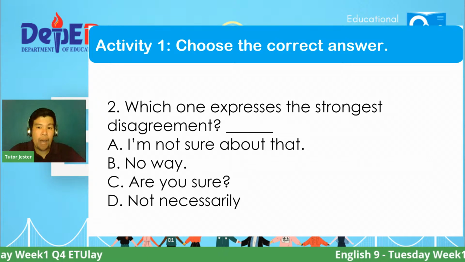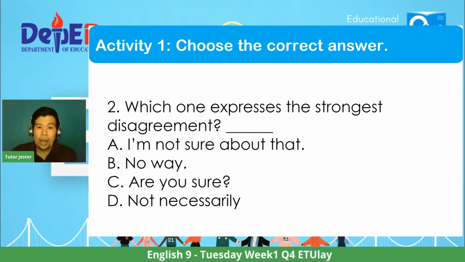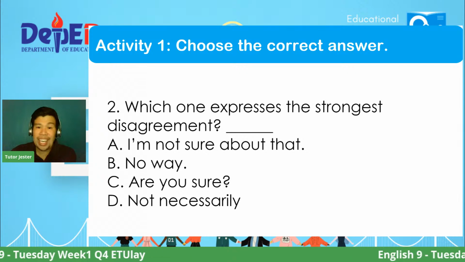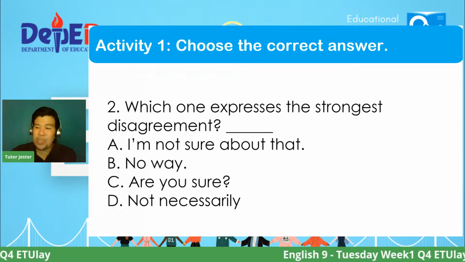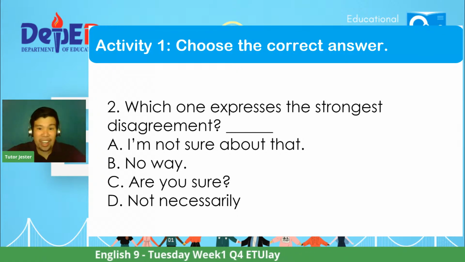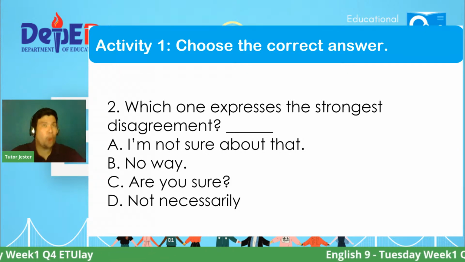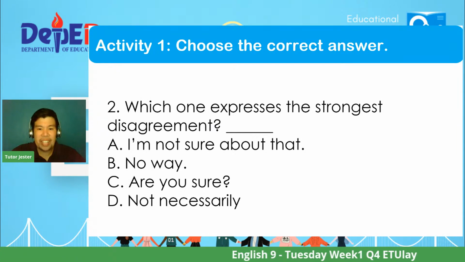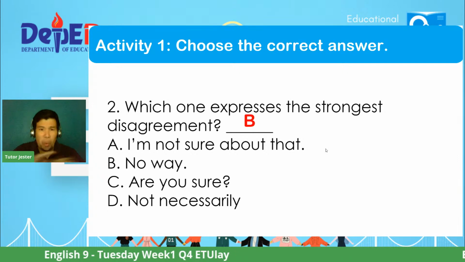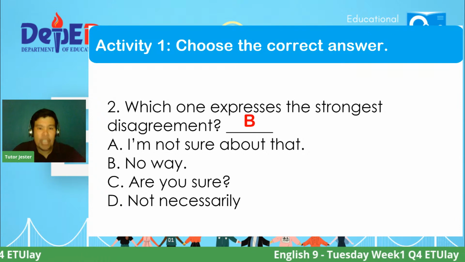Is it A, I'm not sure about it, B, no way, or C, are you sure, or D, not necessarily? Which one expresses the strongest disagreement? Not sure about that. A, B, no way. No way. C, are you sure, or D, not necessarily? The answer for that is indeed letter B. No way. Talagang strongest na hindi ka nag-agree from what he or she has stated, di ba?